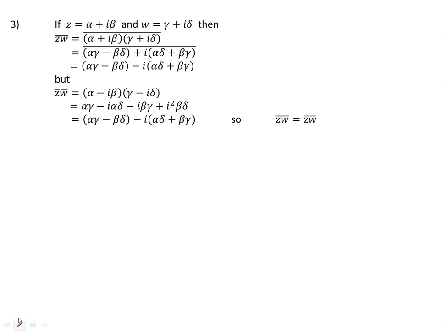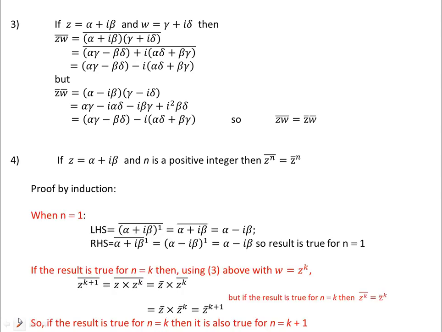And the final result about complex conjugates that we're going to need is one that says that if we have a complex number z, then the complex conjugate of z to the n is the same thing as the complex conjugate of z raised to the power n. And this can be proved fairly easily using a proof by induction. I'd suggest that you just pause the video for a couple of minutes and check that you can follow the proof by induction. It's a relatively straightforward one.